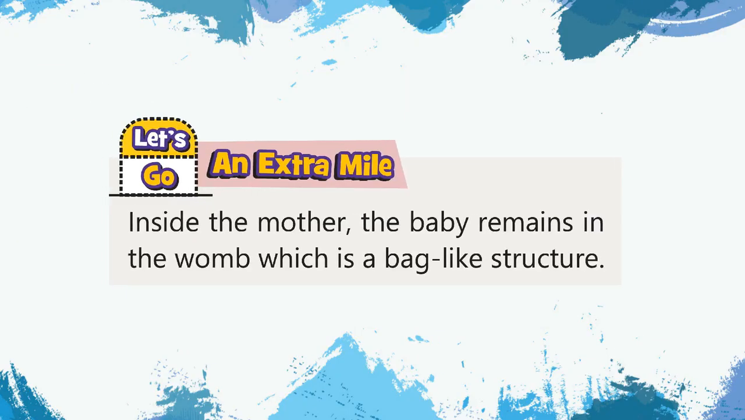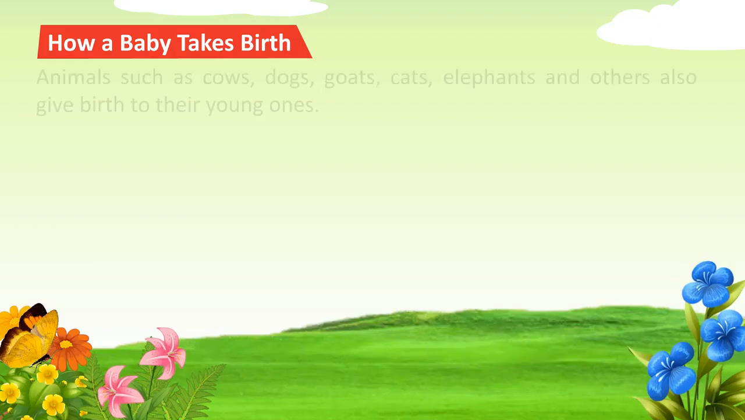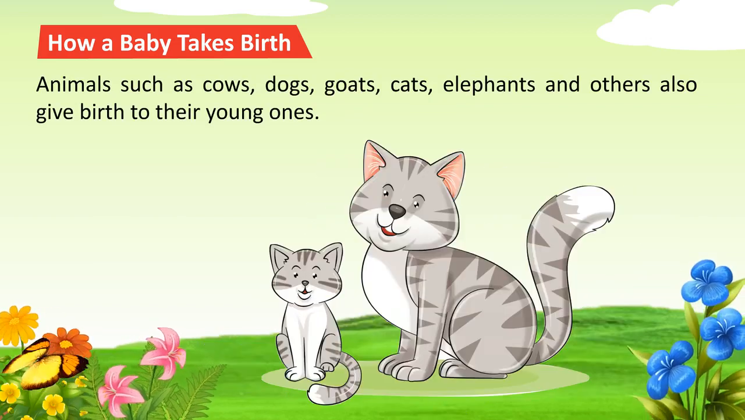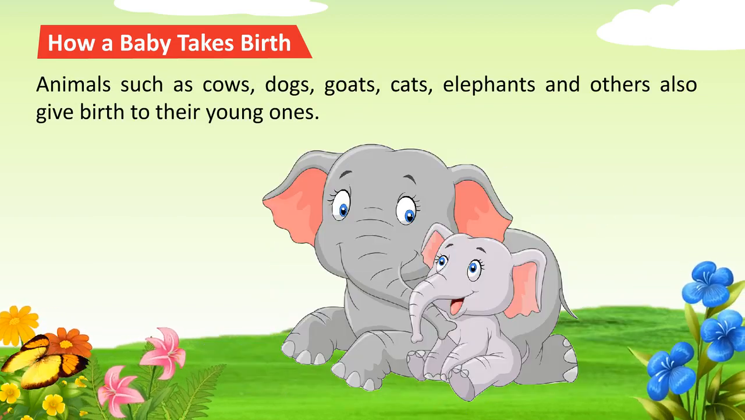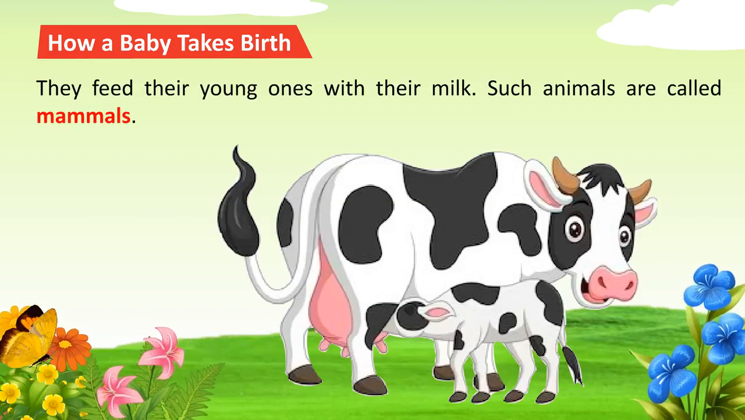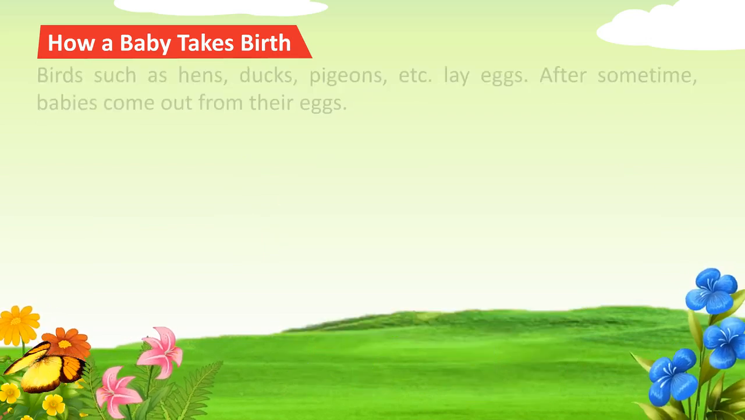Let's go an extra mile. Inside the mother, the baby remains in the womb, which is a bag-like structure. Animals such as cows, dogs, goats, cats, elephants and others also give birth to their young ones. They feed their young ones with their milk. Such animals are called mammals.